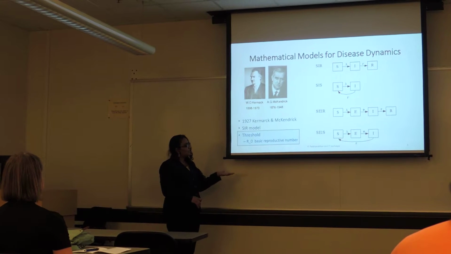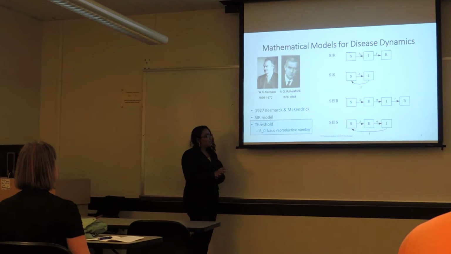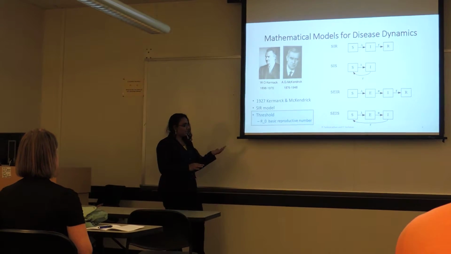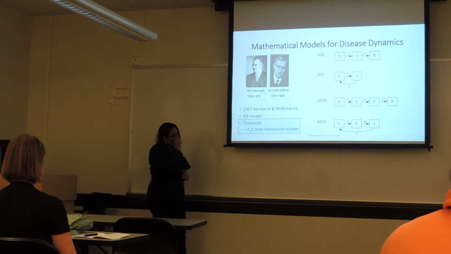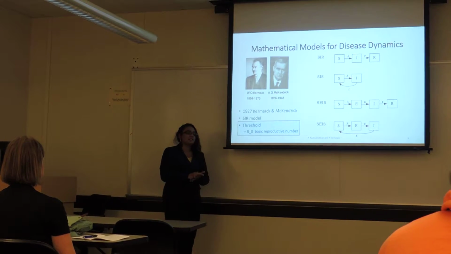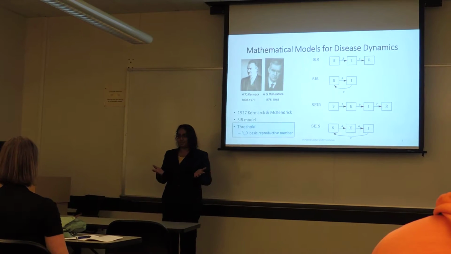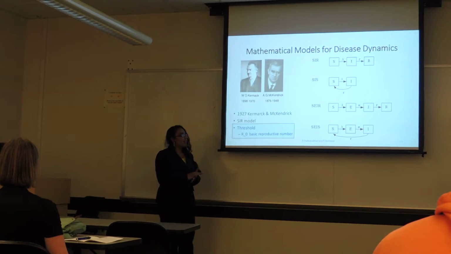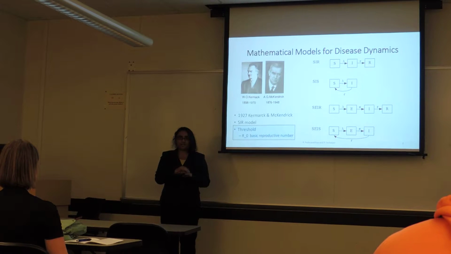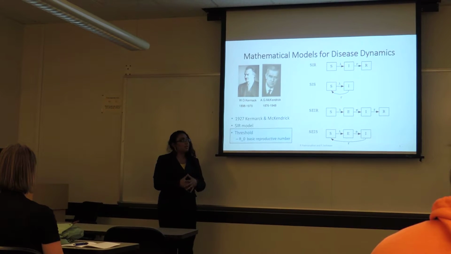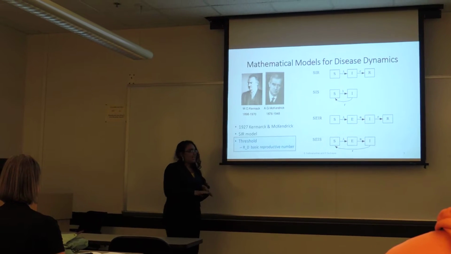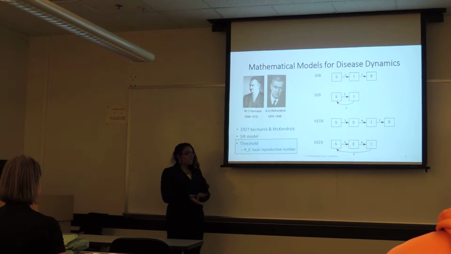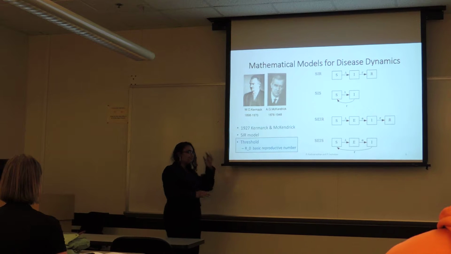Kermack and McKendrick also found this value called the basic reproductive number, also known as R naught. This number basically tells us whether or not the epidemic is going to exist. If that R naught value is greater than 1, then the epidemic will continue to thrive and grow, which in this case is not what we want. And if the R naught value is less than 1, then it will cease to exist.